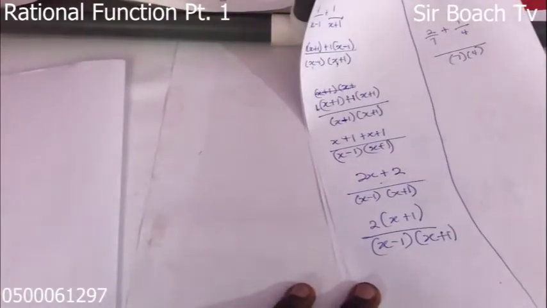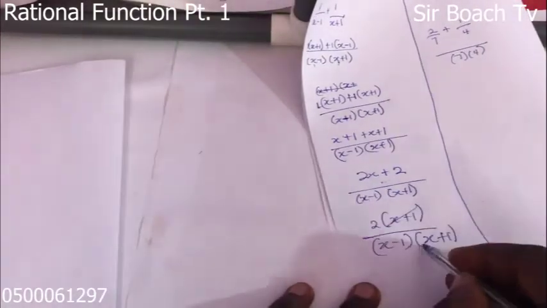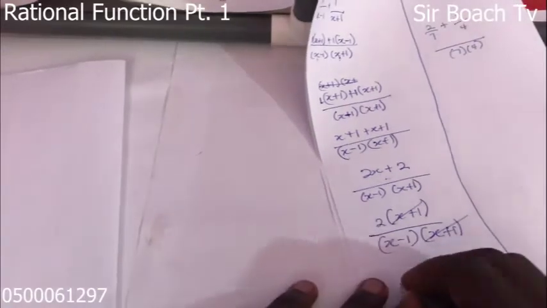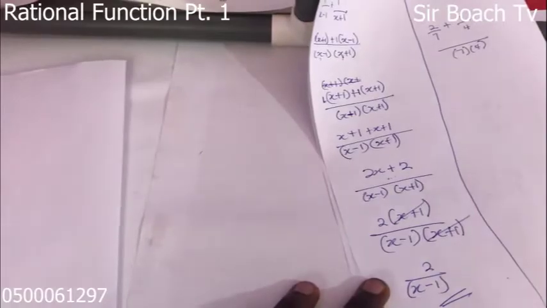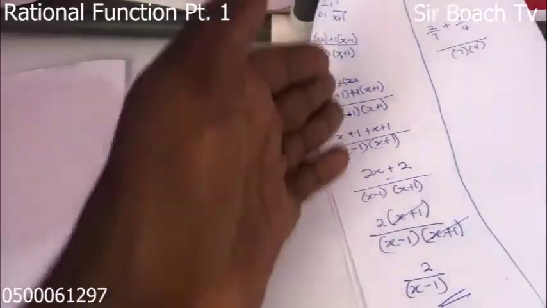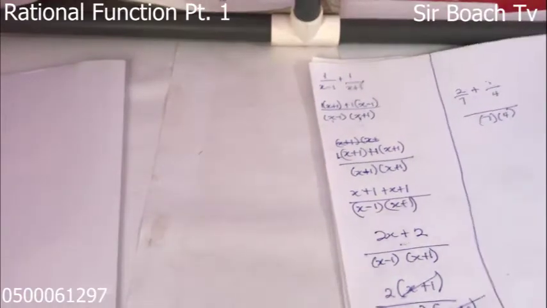Are we good? But mind you, this one can take away this one. So we're going to get what? 2 over x minus 1 as our final answer. So that's simplification. When we are asked to simplify, this is what we get.